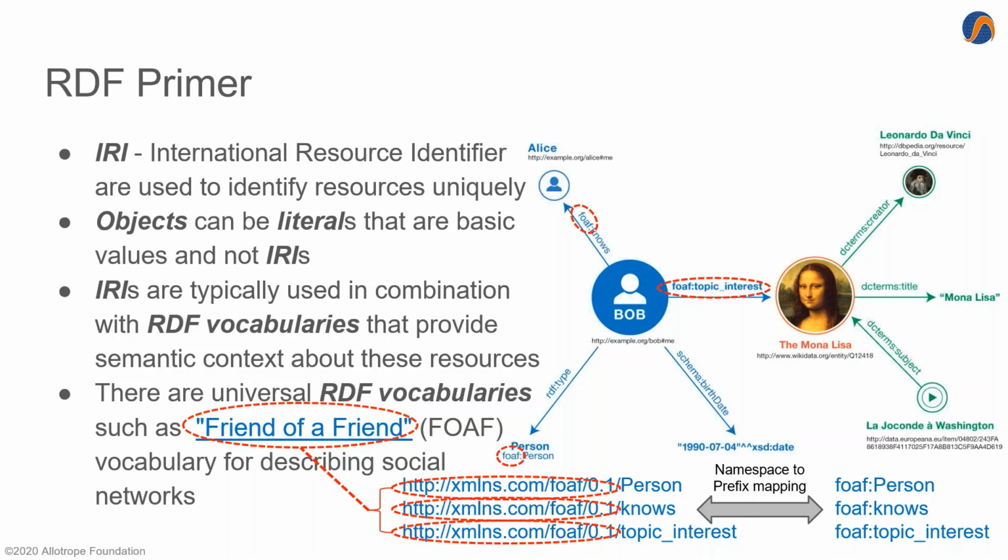In this example, we're using a universal RDF vocabulary such as Friend of a Friend. We are using it in the case of Bob for three properties. Bob, Friend of a Friend, knows Alice. Bob is a type of person, from the Friend of a Friend vocabulary. And Bob's topic of interest is the Mona Lisa. It's actually mapping between the namespace of Friend of a Friend and the prefix FOAF, and the ID in the vocabulary.